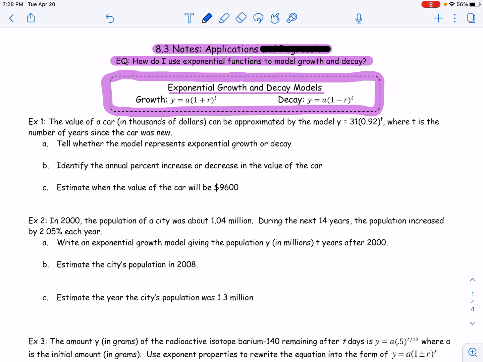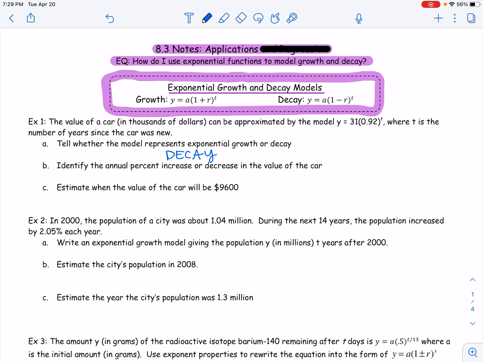First example, it says the value of a car in thousands of dollars can be approximated by the model y equals 31 times 0.92 raised to the t power, where t is the number of years since the car was new. First thing we want to know is whether this model represents exponential growth or decay. To tell that, we look at our base. Our base is a number less than 1, so therefore this is showing decay, which makes sense because that's what it is in real life. When you buy a new car, it depreciates over time. It actually depreciates the minute you leave the parking lot of the car dealership.